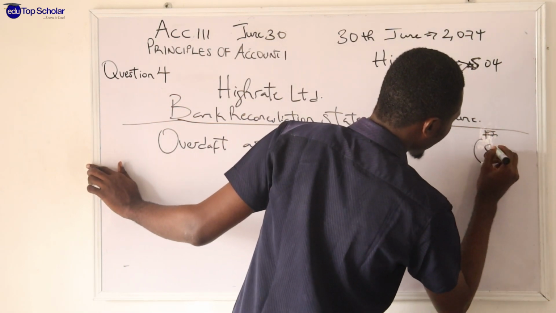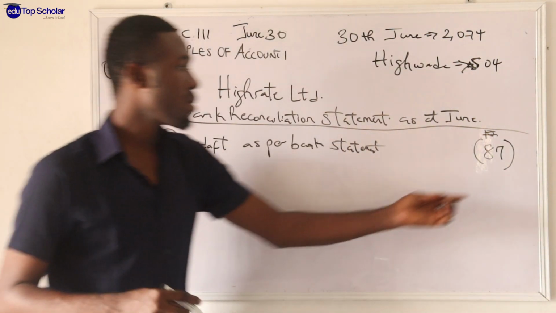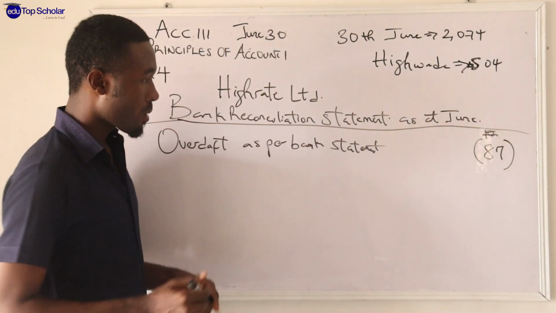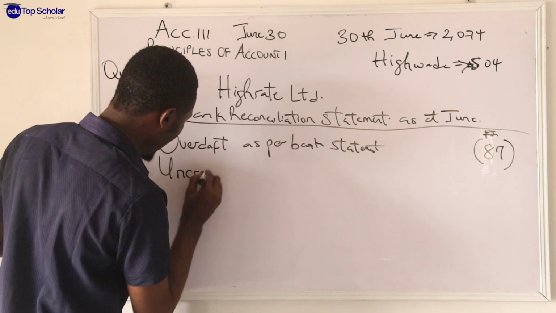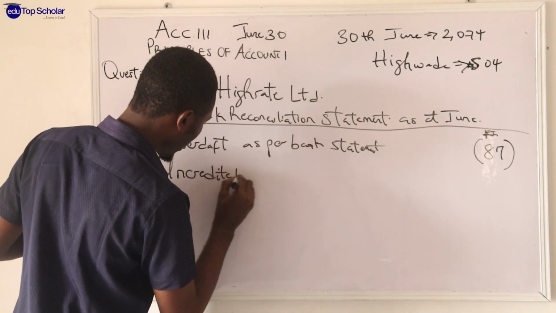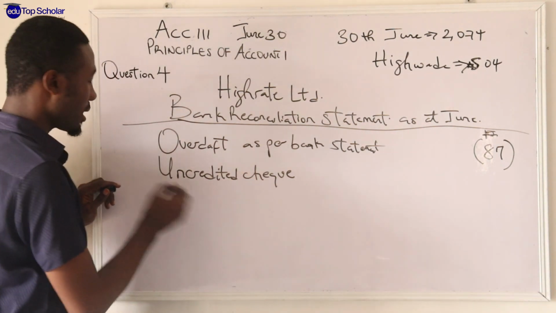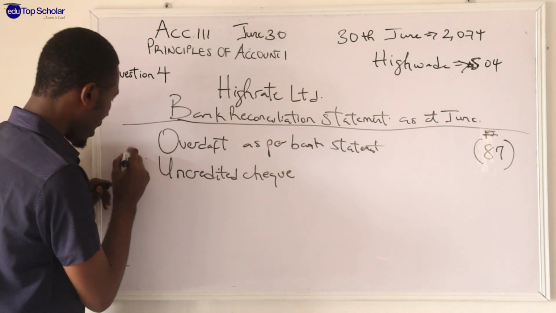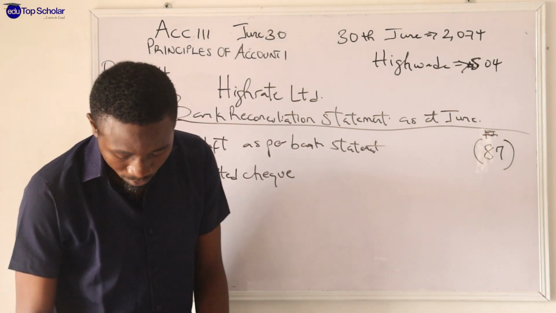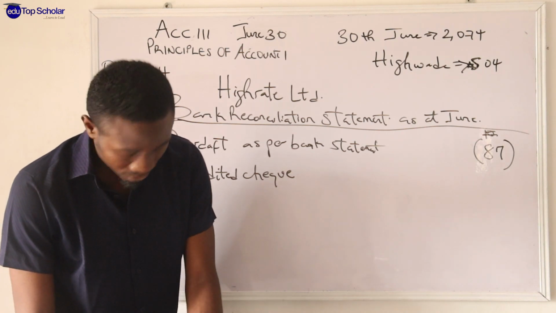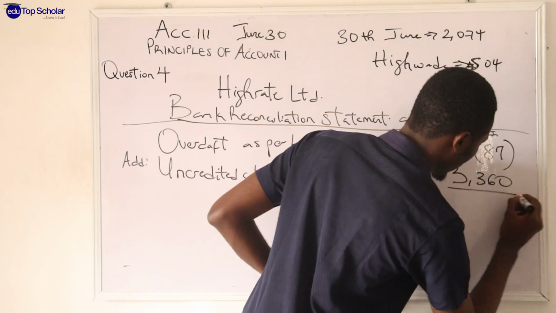Because it is an overdraft, it means we are owing. An overdraft means you are owing. So when you are owing, it has to be in brackets like this. Then we have unpresented checks. It has a format, so the format is what we are following. Let's use add unpresented checks. So we already identified an unpresented check of 3,360. So you add it, 3,360.